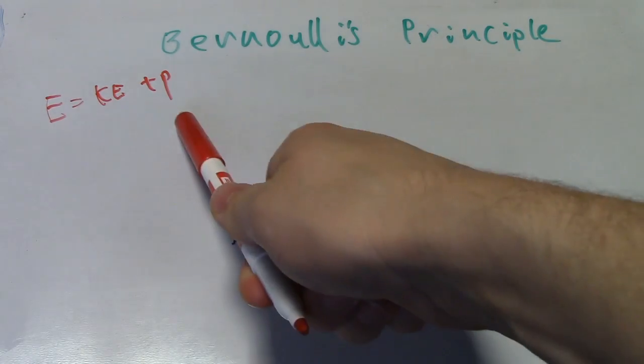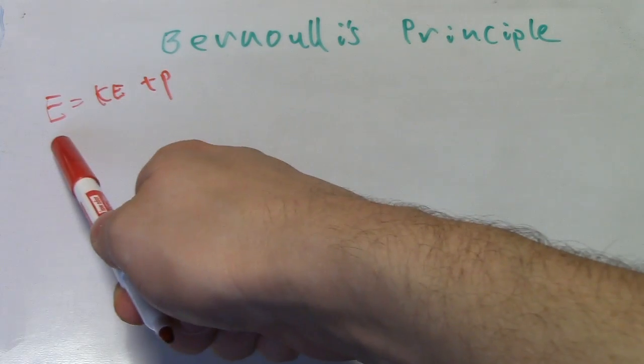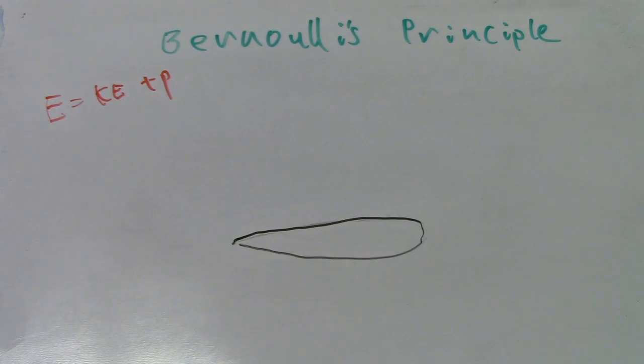Now, this is because pressure can be thought of as a sort of energy. Now, if we increase the kinetic energy of the fluid, i.e. it moves around really fast, then its pressure must decrease in order to keep the total amount of energy the same. Now, before I relate this to the airfoil, I need to introduce another principle.